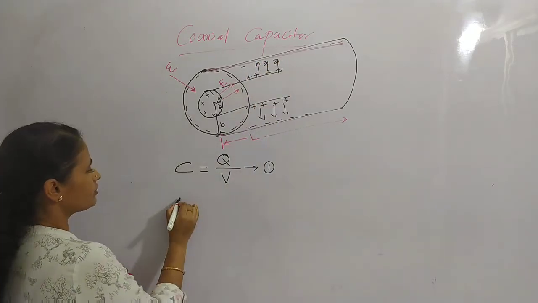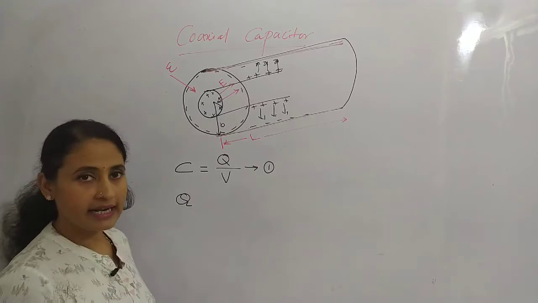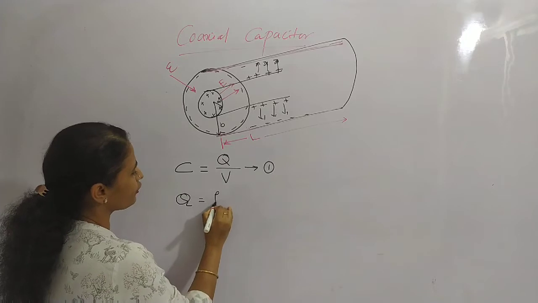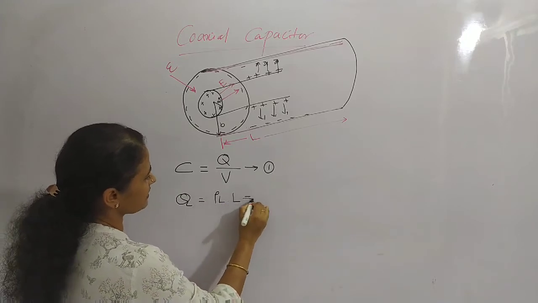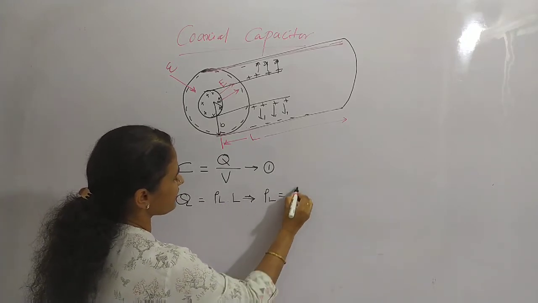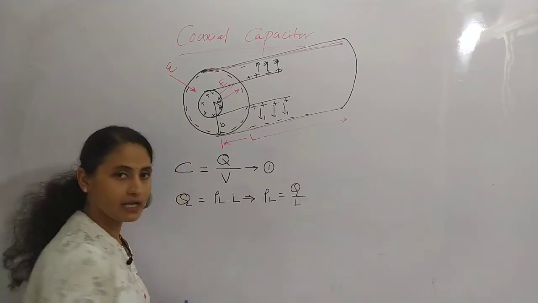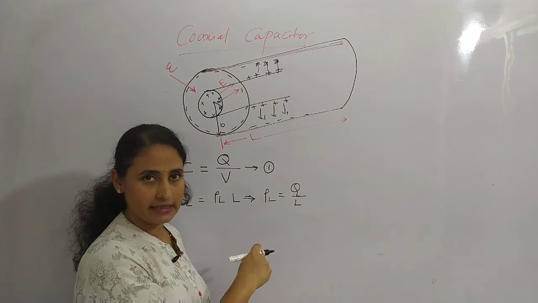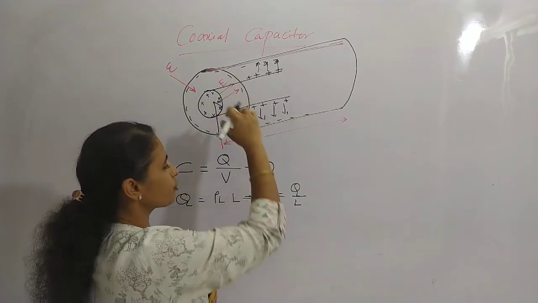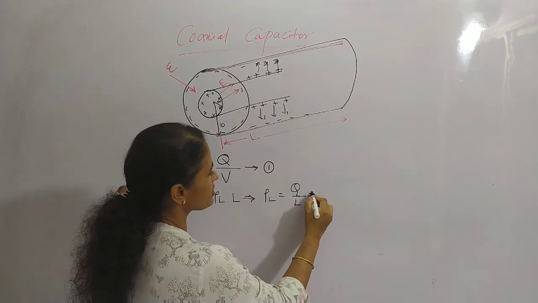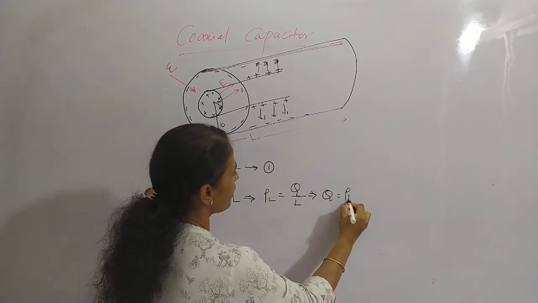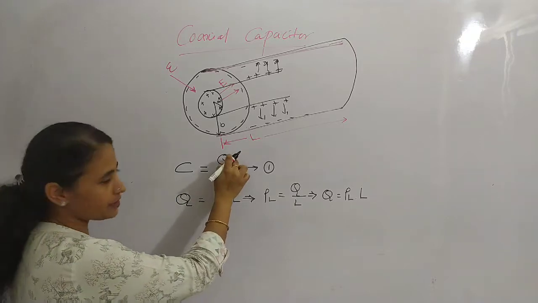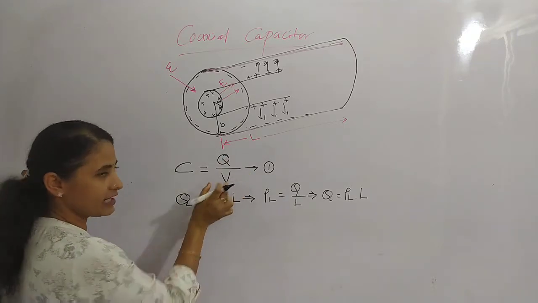So the charge Q in terms of line charge is given by rho L into L. Since the charge density is the total charge divided by the total length of the conductor, the total length of the conductor is L and the charge on the conductor is Q. From this, Q is given by rho L into L. Now we have the numerator value. Let us find the value of the denominator.